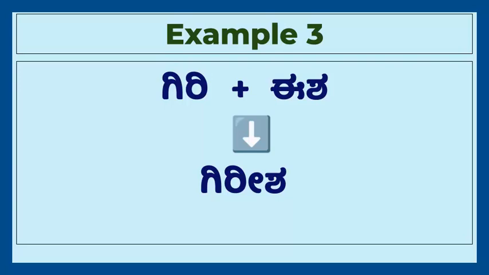Giri, Isha. Now let's join them. It's going to be Girisha. Did we pause between them? No, right? So they are joined without a gap. So this is Sandhi.